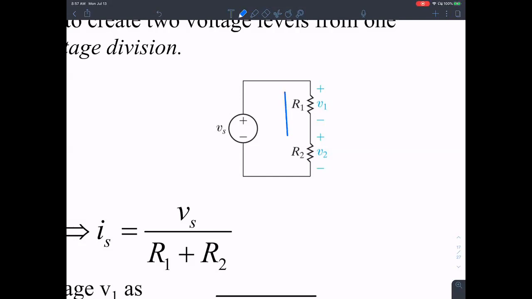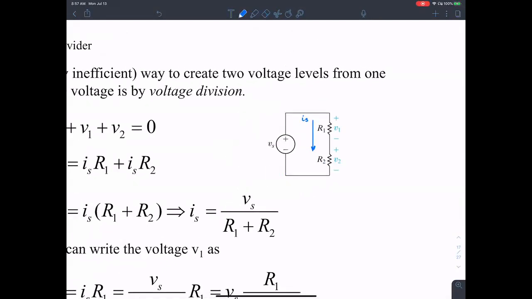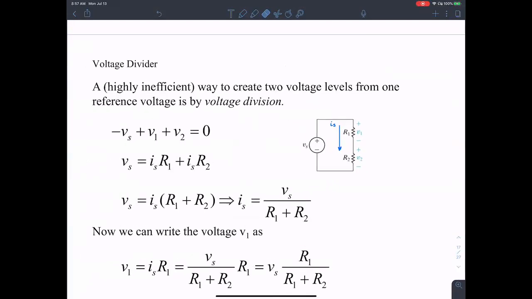I know for a fact that the current flowing through R1 is exactly the same current that is flowing through R2, because they're in series, okay? But then the voltage across this one is different. The voltages across these two are different. The voltages are dropped in different ratios, okay?